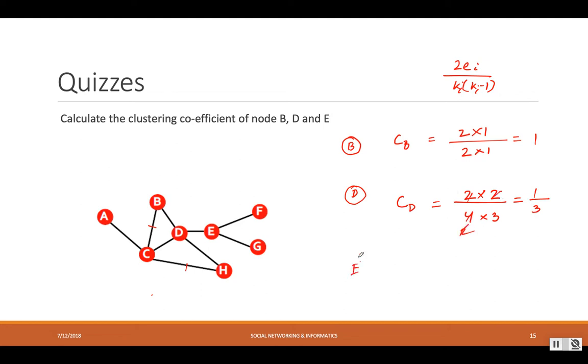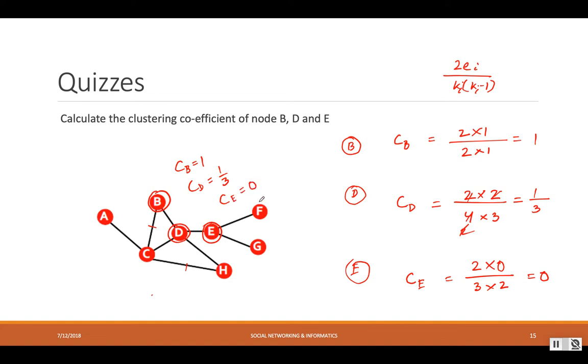So let's calculate for E. E has 3 friends, you can see D, F and G. So 3 times 2. And how many edges are between these 3 friends? You can see there are no edges between these 3 friends, so 0. So we can see the clustering coefficient of B is 1, the clustering coefficient of D is 1 by 3, and the clustering coefficient of E is 0.